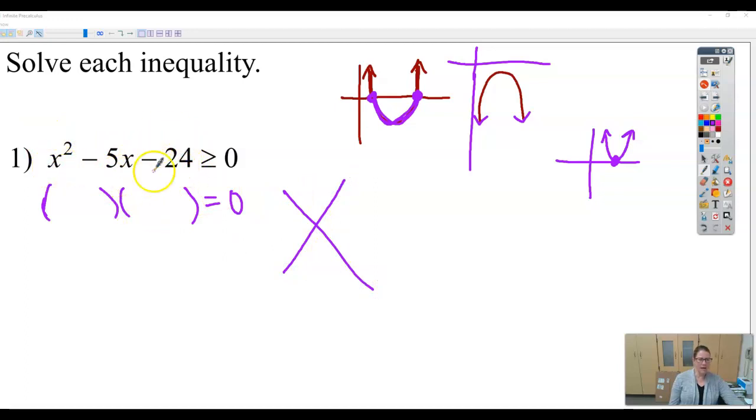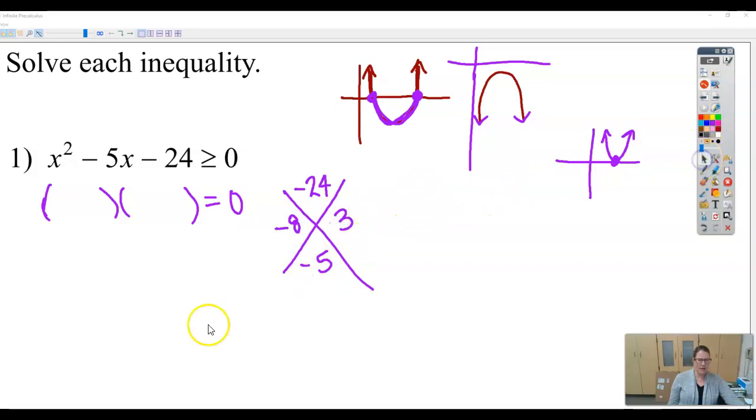A is 1 and C is negative 24. So if I multiply those together, A times C, I get negative 24. And then B is negative 5. So I'm looking for two numbers that multiply to negative 24, but add to negative 5. So I think negative 8 and positive 3 are going to work there for us.